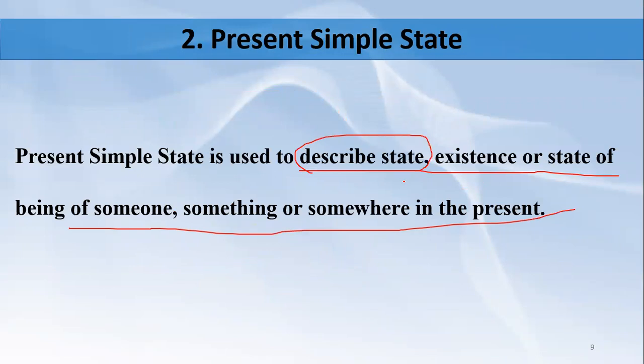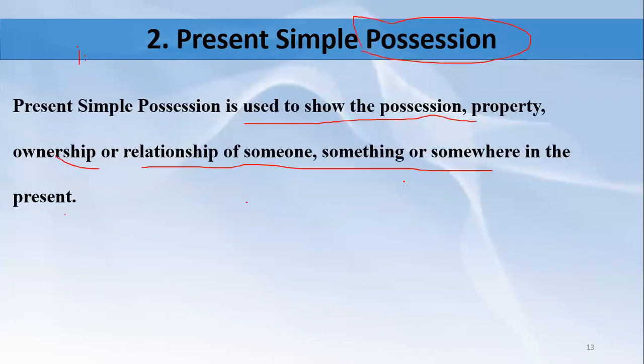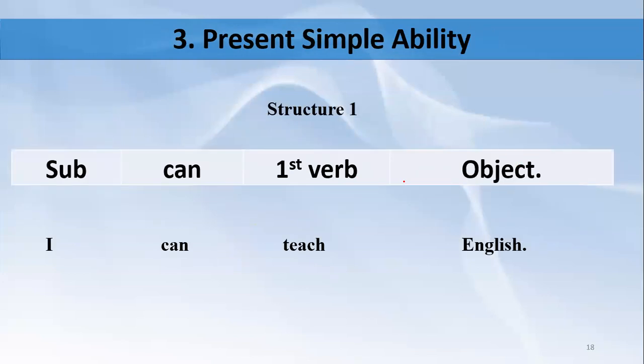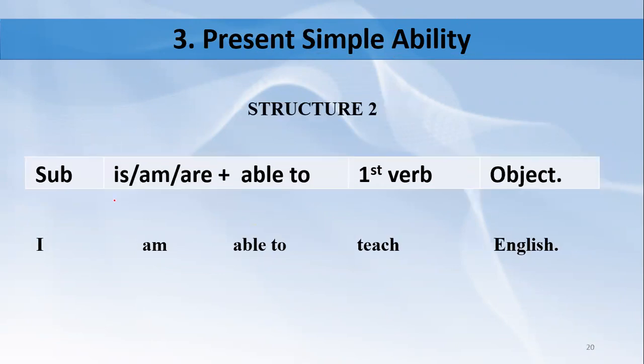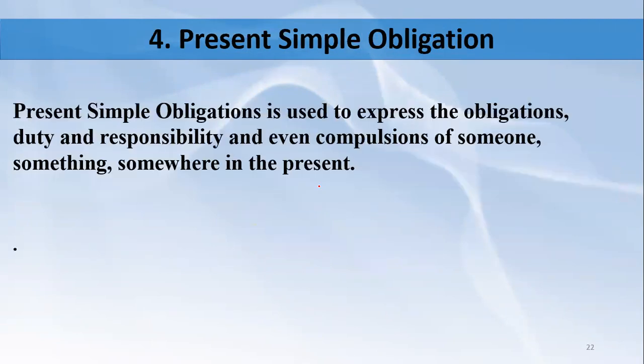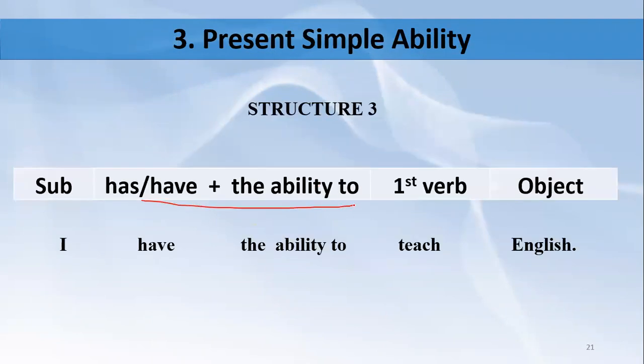Fine. Moving to present simple ability. Present simple ability means that we may use the present simple tense to talk about our abilities in the present. Fine. So we have got three structures for present simple ability. Structure number one, can. Structure number two, am able to. And structure three, have or has the ability to.